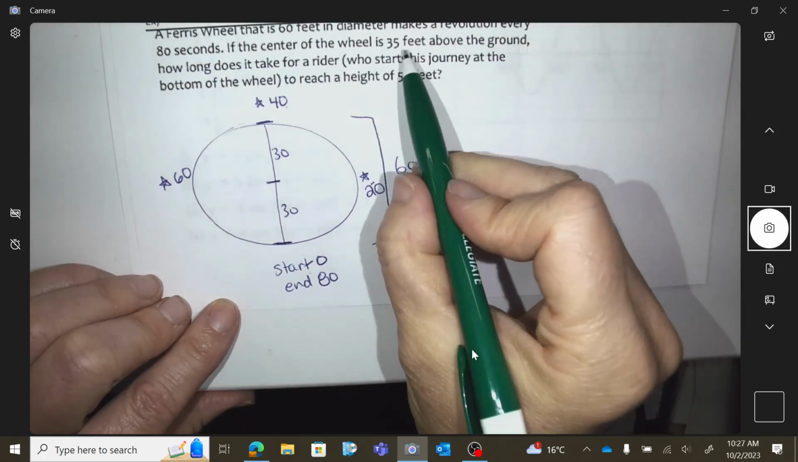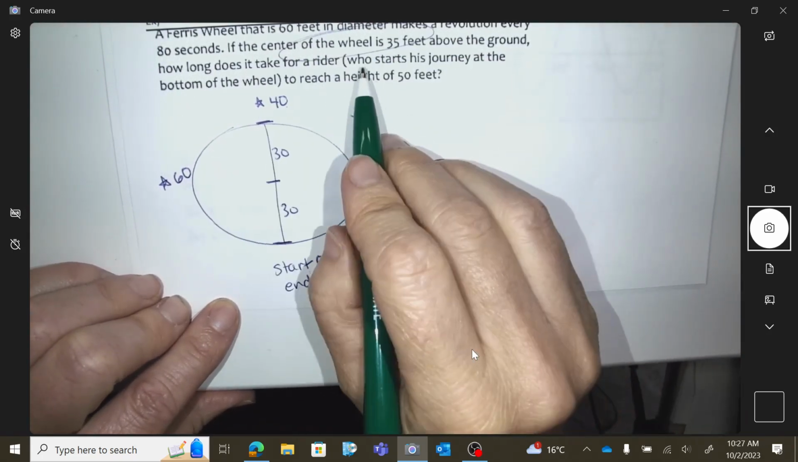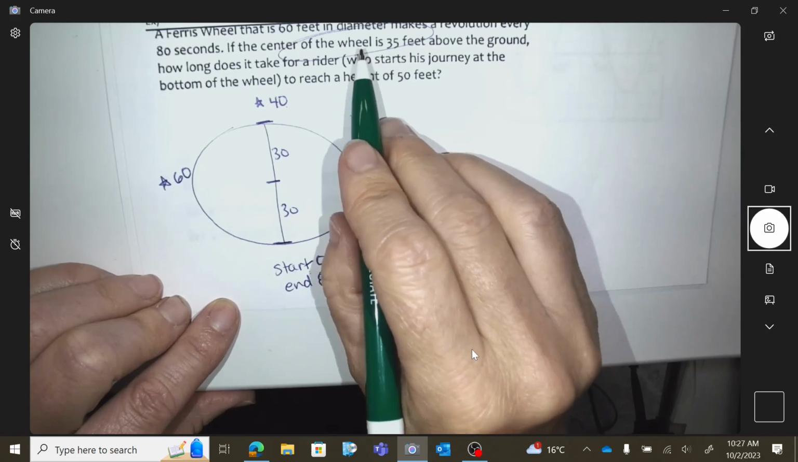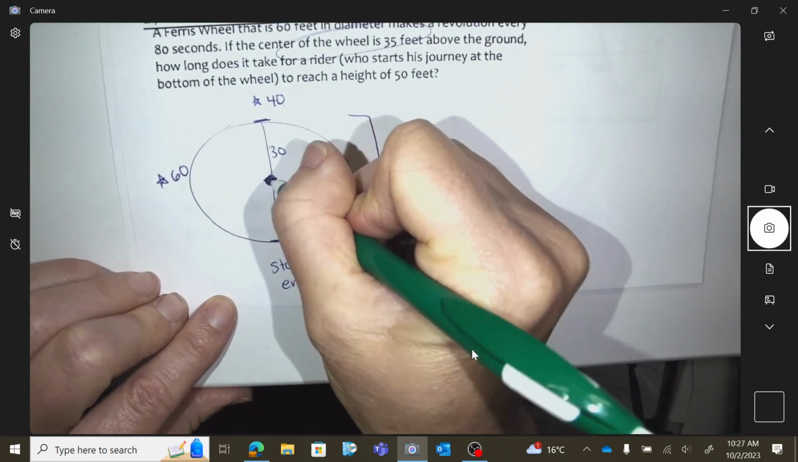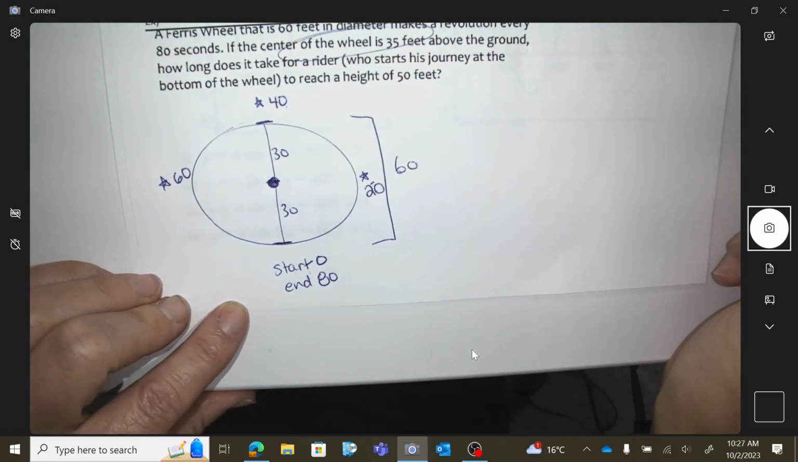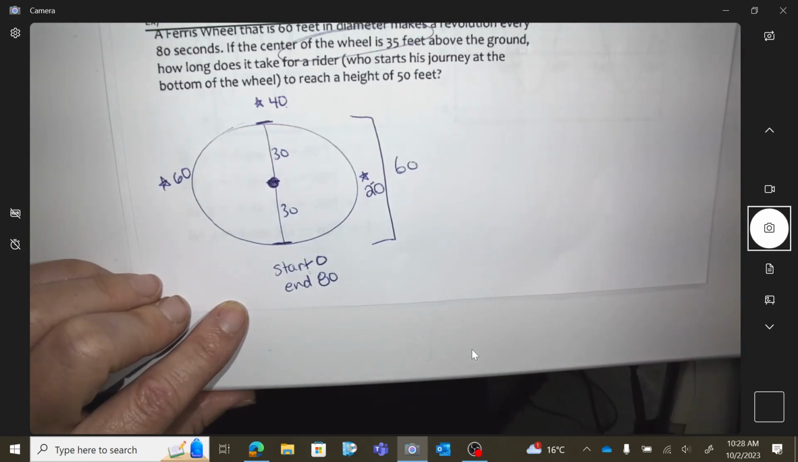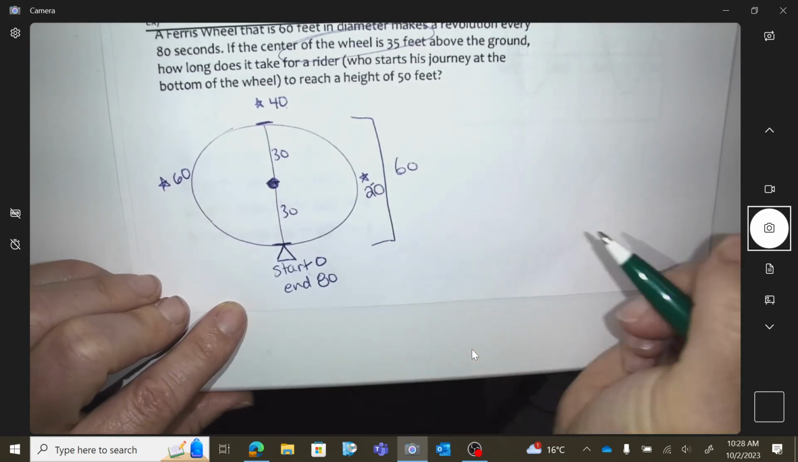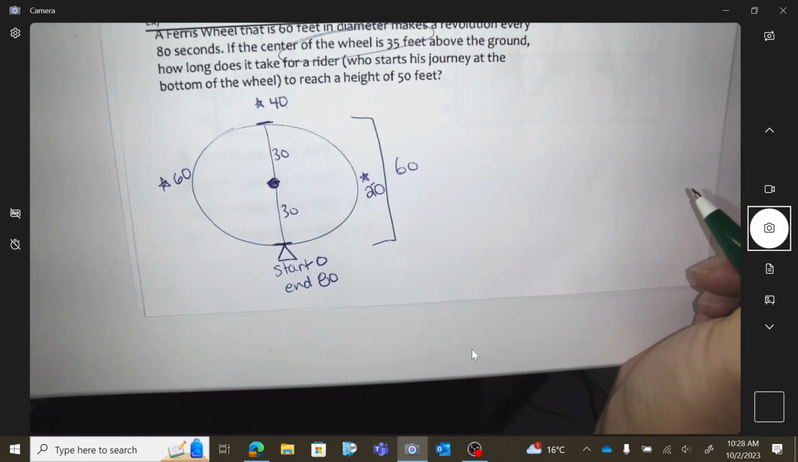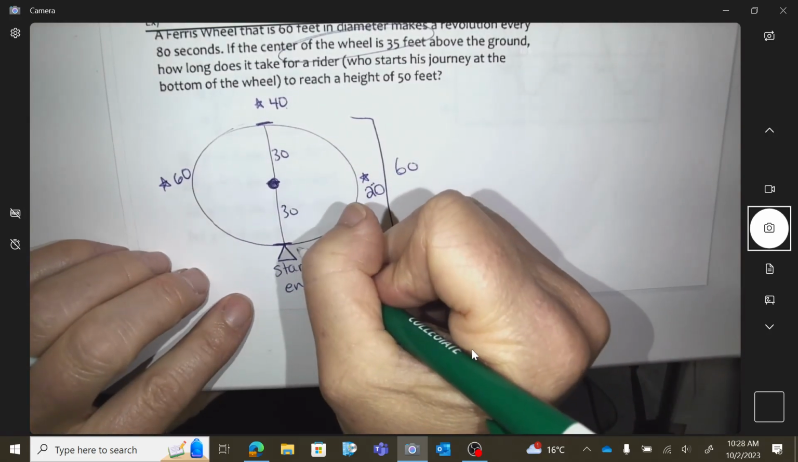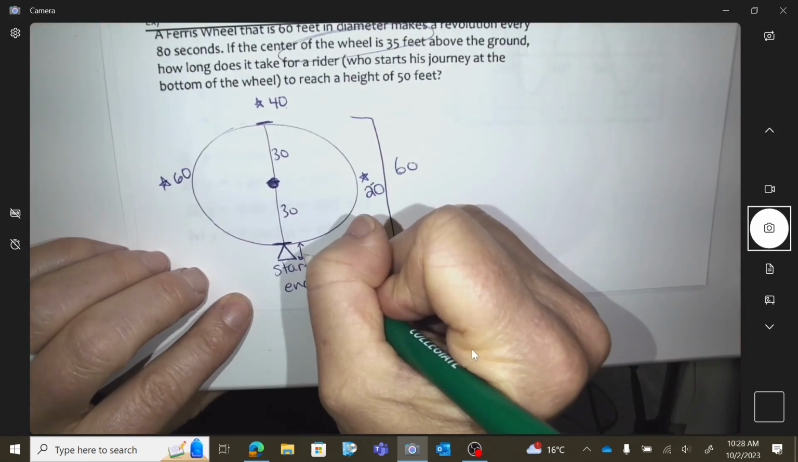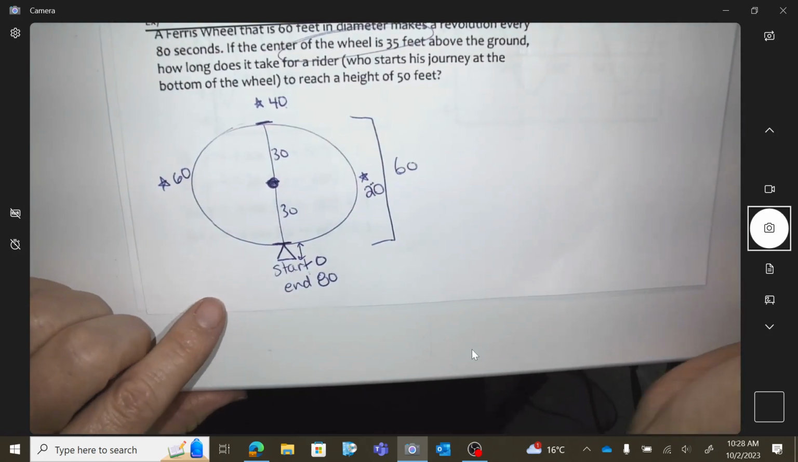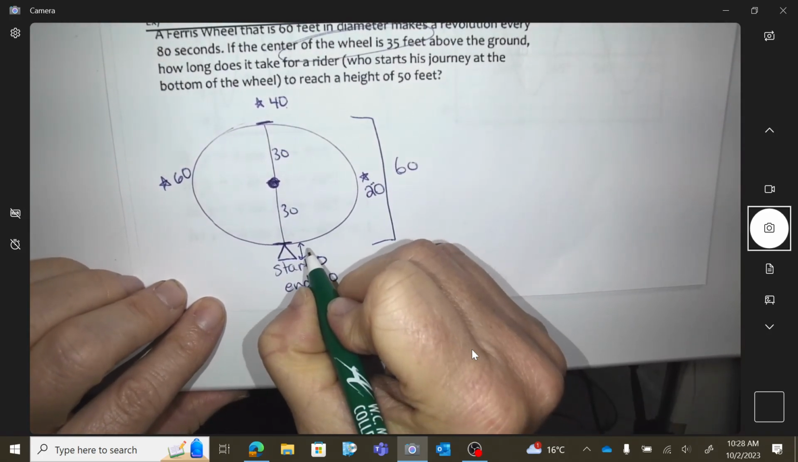And the last piece of information here is that the center of the wheel is 35 feet above the ground. So usually wheels aren't touching the ground. Hopefully your Ferris wheel doesn't scrape the ground. It's usually on a platform. So how much space is this right there? 5.